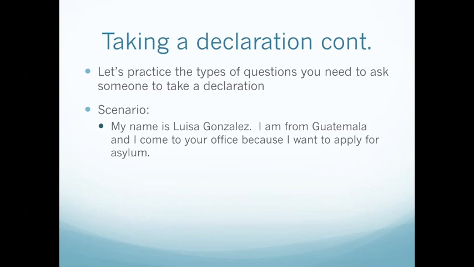And then for the declaration, really thinking about getting into a lot more detail about what happened and why it happened. And hopefully, as you're working through this, your client will tell you things that will be admittedly awful things that happen to them, but that will also end up being very good things for their asylum case. And so, next slide.